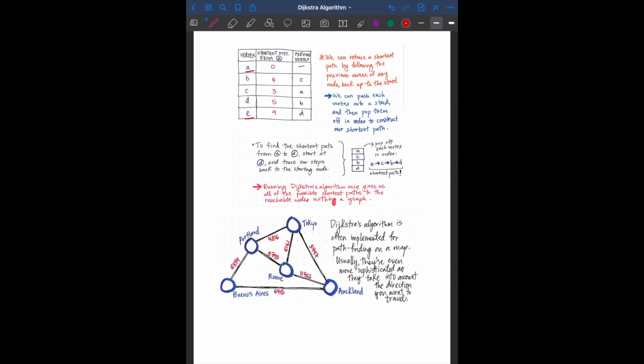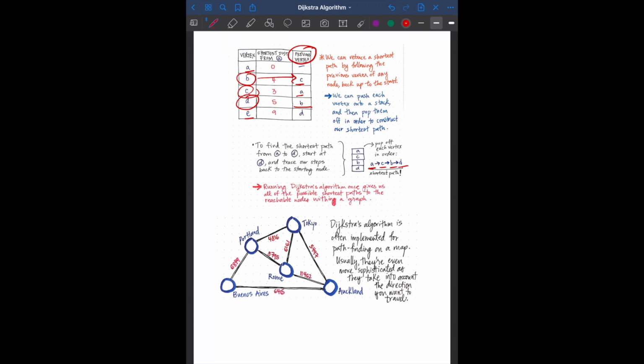Now, what is the path we need to follow to go from A to E? We can retrace a shortest path by following the previous vertex column of any node back up to the start. We can push each vertex onto a stack and then pop them off in order to construct our shortest path. Now, to find the shortest path from A to D, start at D. From D, we can go to B. We will write down D here, B here. From B, we can go to C. We will write C here. And from C, we can go to A. So we will stop here once we reach the initial node. So the path we have to follow is A to C, C to B, B to D.